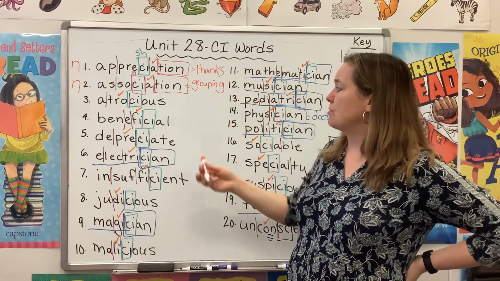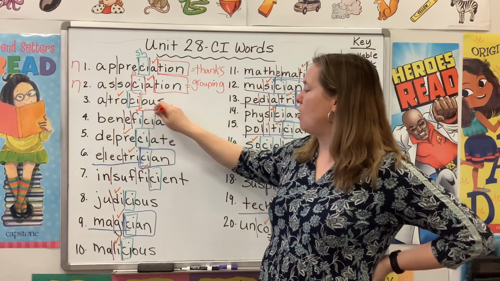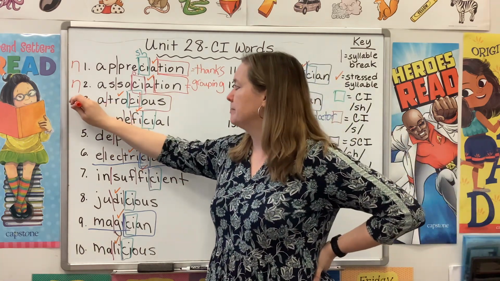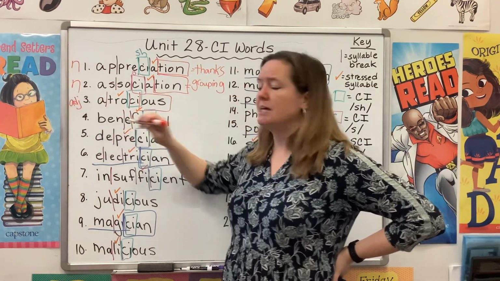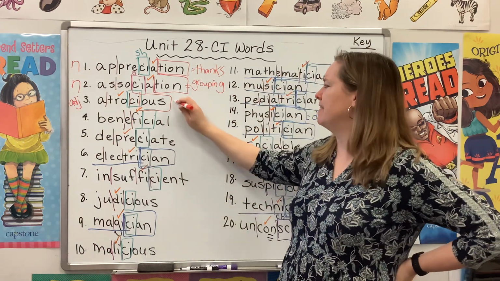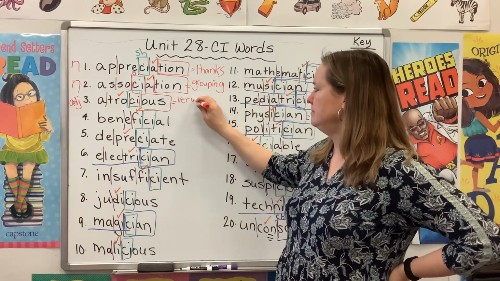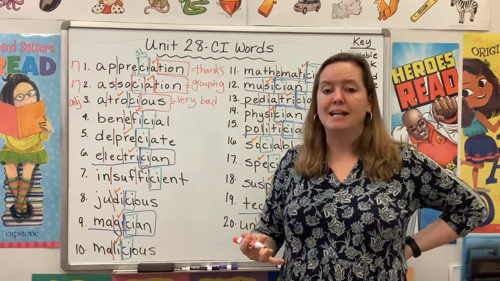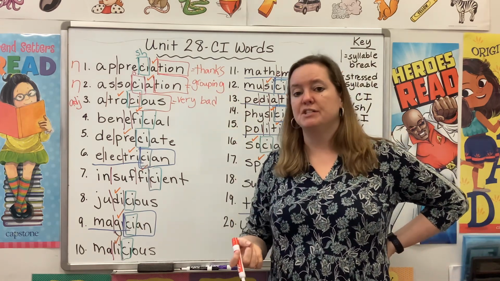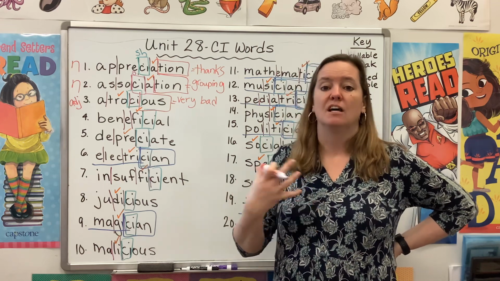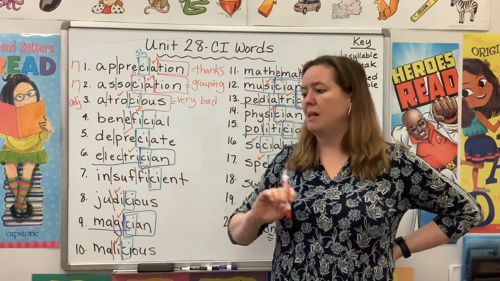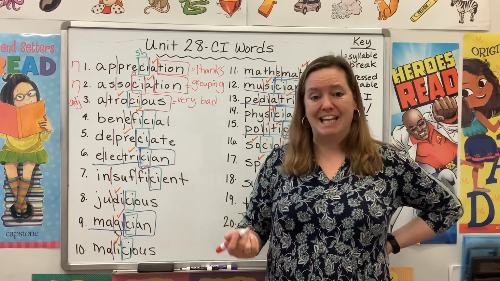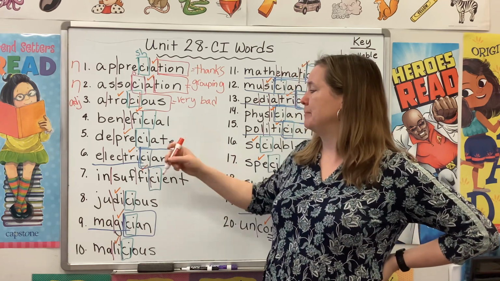Okay, atrocious. Well, you know that OUS words are usually adjectives. So if something's atrocious, it's very bad. Like I could try to speak French to you right now, but you probably wouldn't understand me because my accent is atrocious. Some people have atrocious handwriting or atrocious spelling. It just means really, really bad.